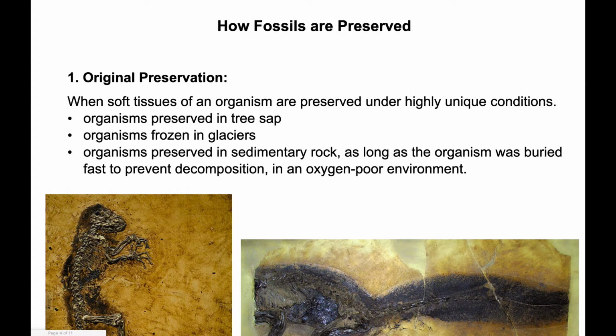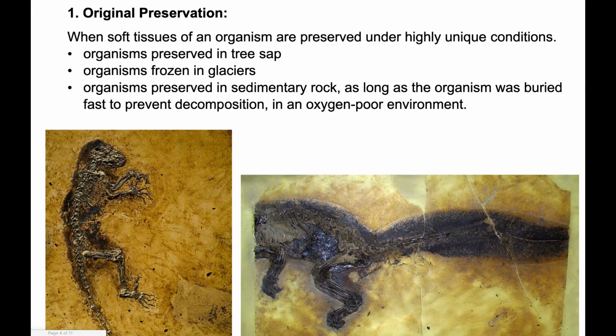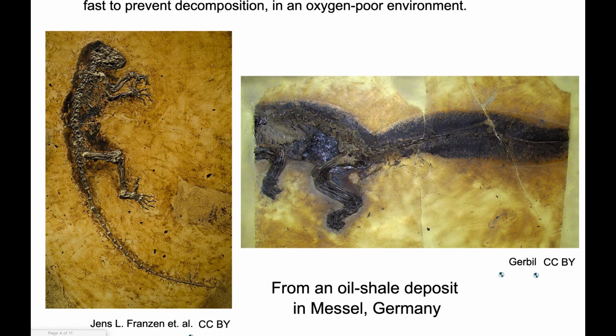And some organisms are able to be preserved in some types of sedimentary rock, but only if the organism was buried really quickly to prevent any decomposition. You also need a very oxygen-poor environment to prevent decomposition. Here's a really creepy example. This is an oil shale deposit from Germany. Please feel free to click the links on the SmartNote to see more kind of creepy photos. So as you can see, these organisms were buried very, very quickly. And so if you look closely, even the fine detail of hairs on their tail were preserved. So this is an example where carbon-14 dating could actually be used.